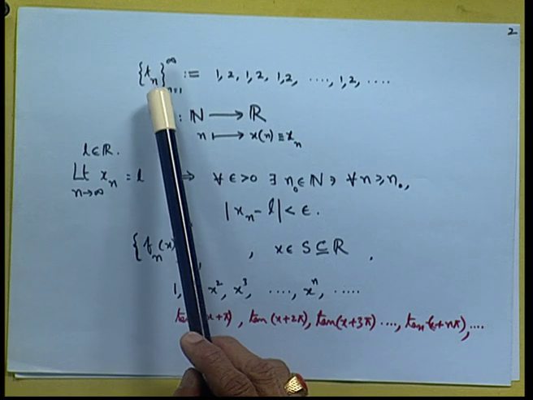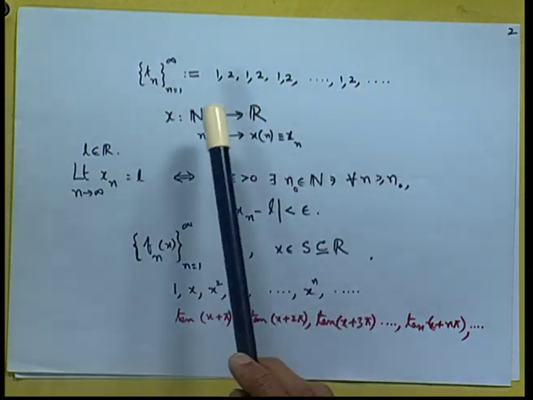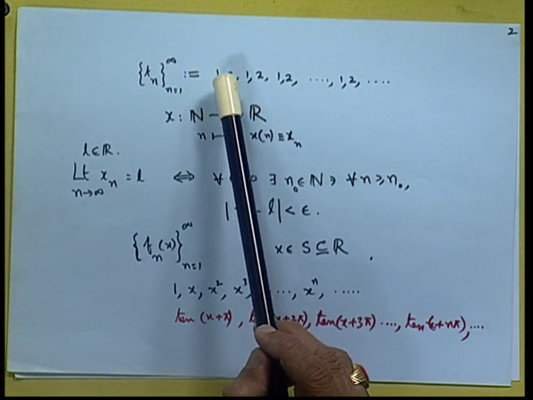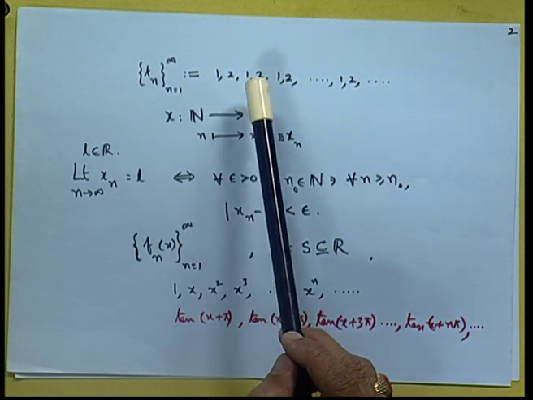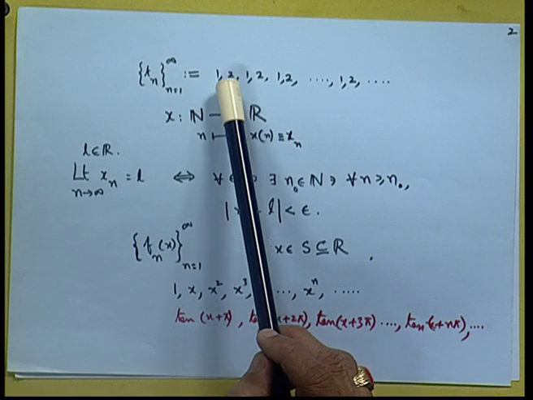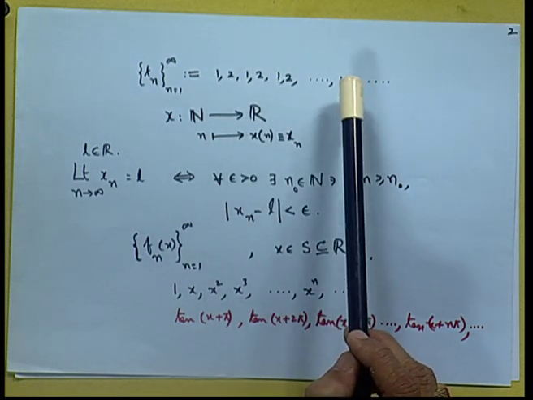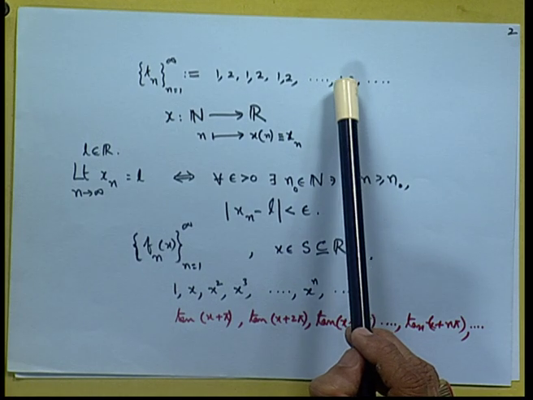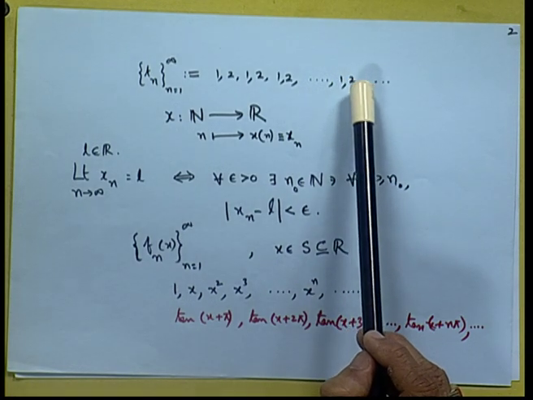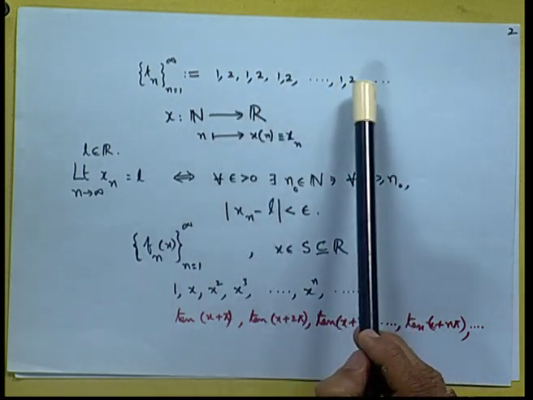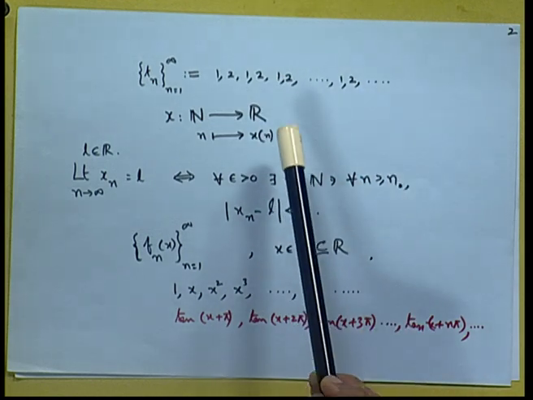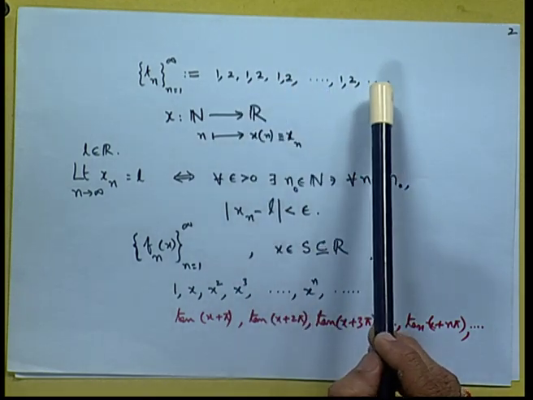For example, if you take this expression 1, 2, 1, 2, 1, 2 and so on, here the first term is 1, second term is 2, third term is 1, fourth term is 2. So, odd number terms are 1s, even number terms are 2s. So, x of 2n plus 1 is 1, x of 2n plus 2 is 2. So, like that we can define the corresponding nth term or 2n plus first term or 2n plus second term. So, this also is a real sequence.